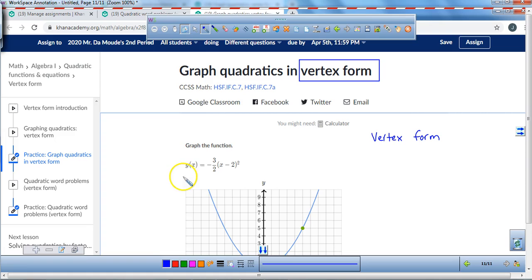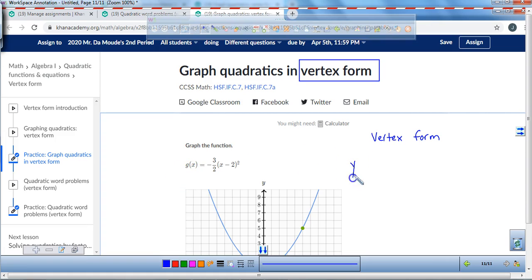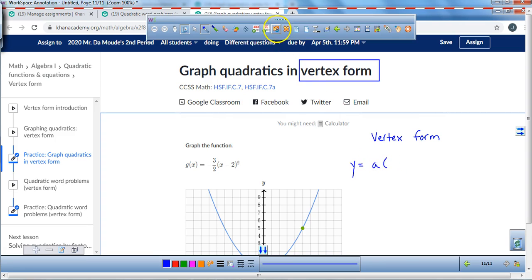It says g of x here, but I'm just going to go ahead and put y equals. Right now that's in function notation. But vertex form will be y equals a(x minus h) squared plus k. This is vertex form.